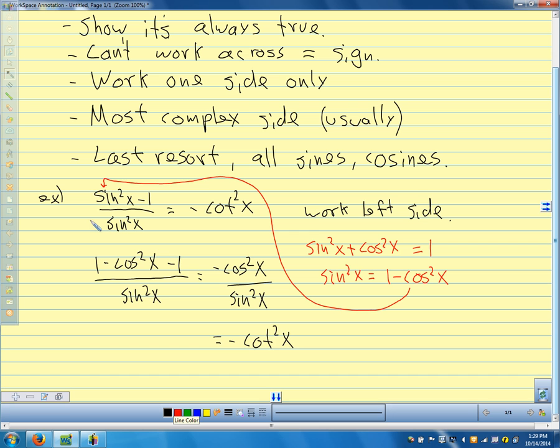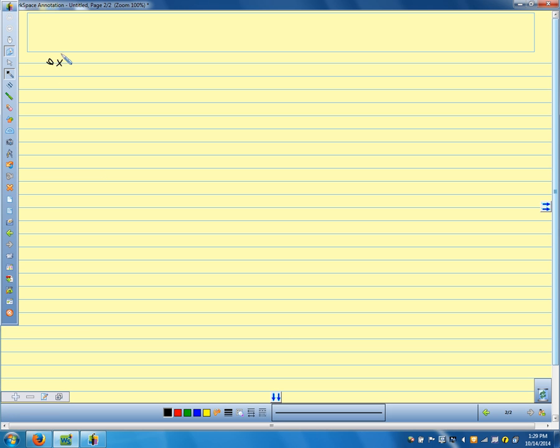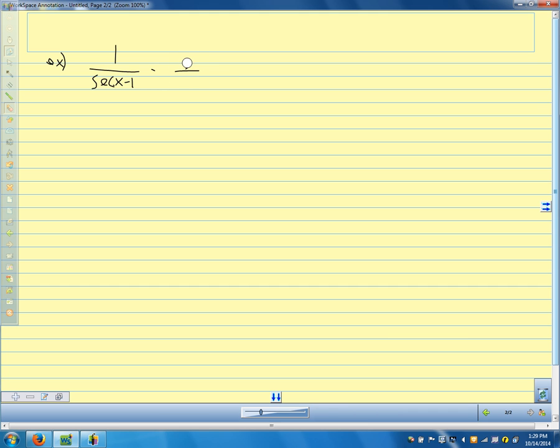All right, let's look at another one. I just want to do a bunch of different varieties so you see some different things. All right, 1 over secant x minus 1 minus 1 over secant x plus 1, and we want to show that that equals 2 cotangent squared x.